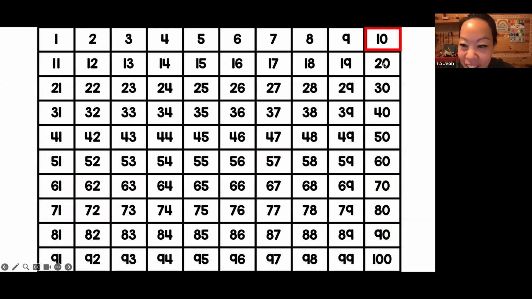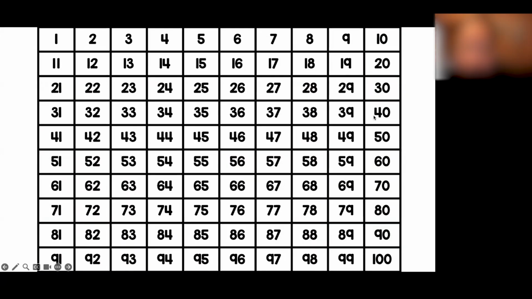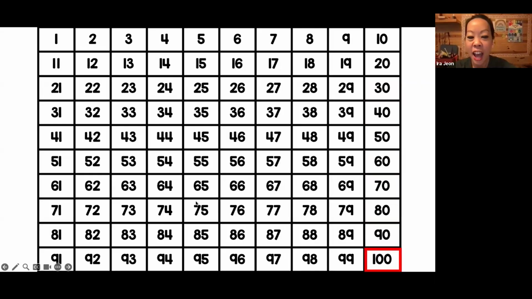Okay, so we have 10, then what? 10, 20, 30, 40, 50, 60, 70, 80, 90, 100. Nice job, Ira. And make sure you guys don't say 13, 14. Okay, these are not teen numbers we're counting. It's ending with the long E sound. So 20, 30, 40, 50, 60, 70, 80, 90, and 100.